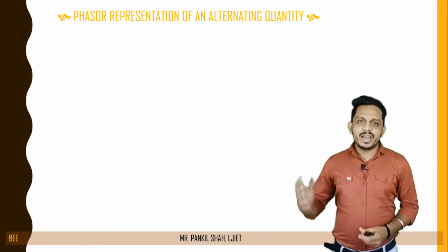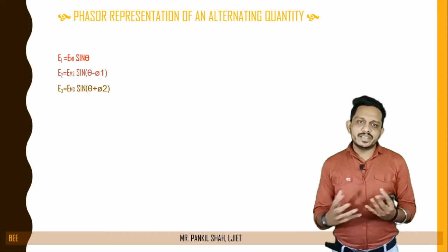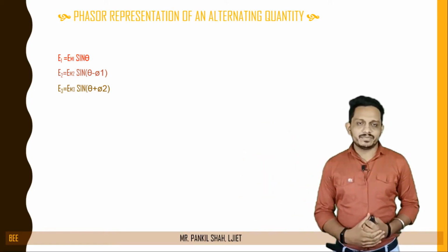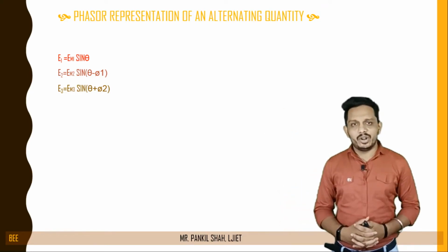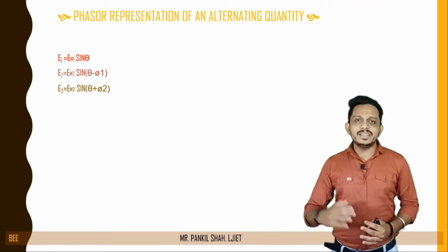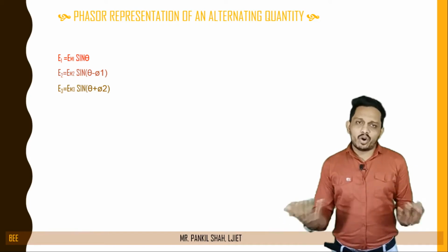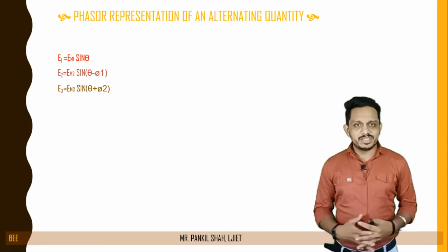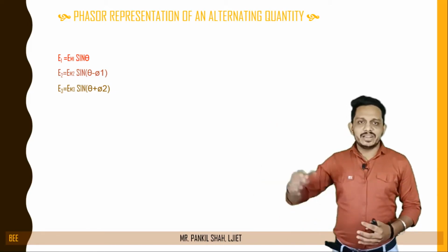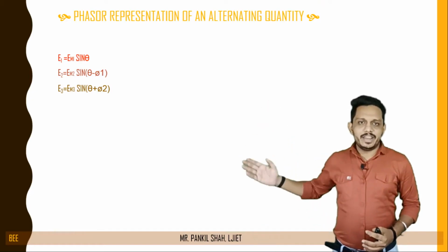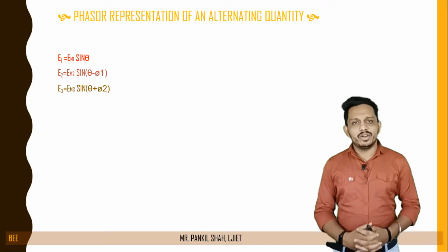For example, here we are considering some equations of EMF, the values of instantaneous EMF, that is E1, E2 and E3. You can see in these three equations of EMF, these three alternating quantities have different magnitudes, that is EM1, EM2 and EM3. They might have the same magnitude, or they might not have the same magnitude. Here we have taken different magnitudes, EM1, EM2 and EM3.